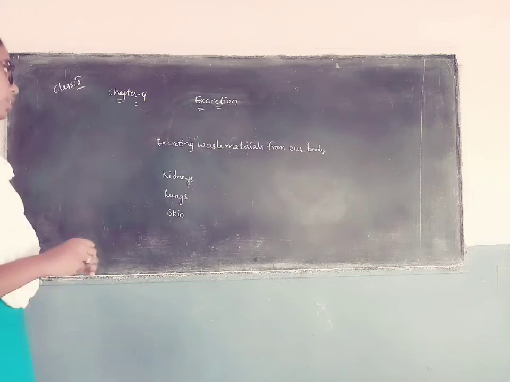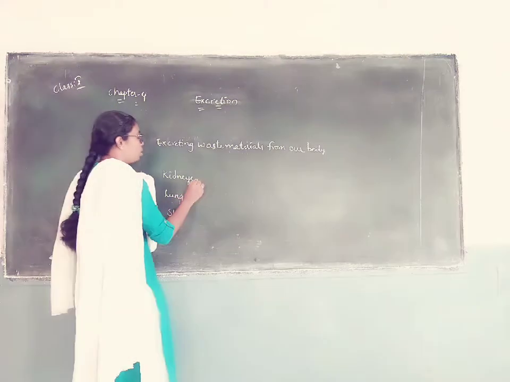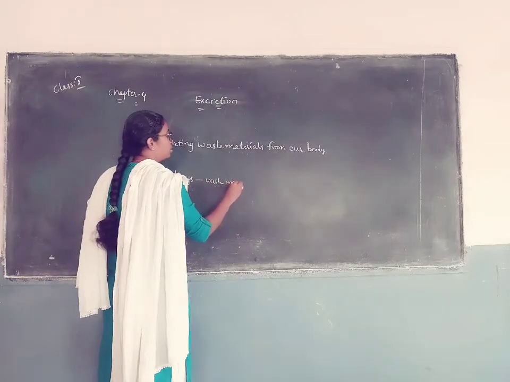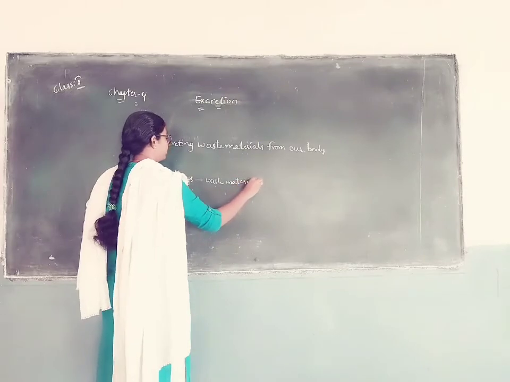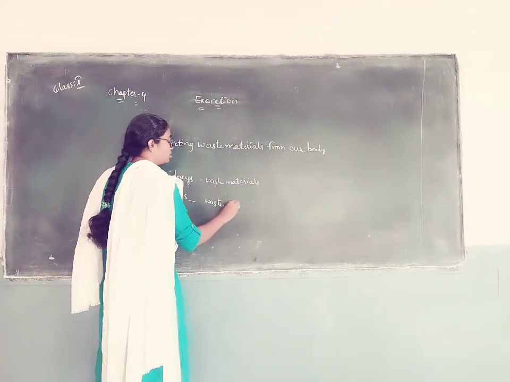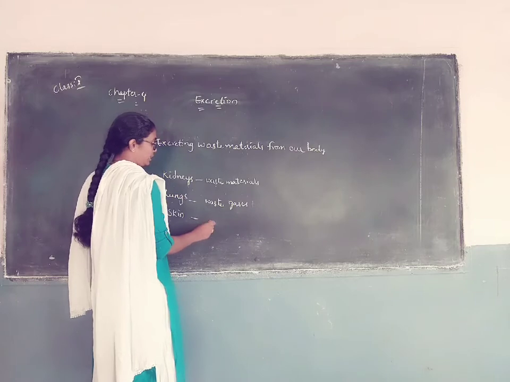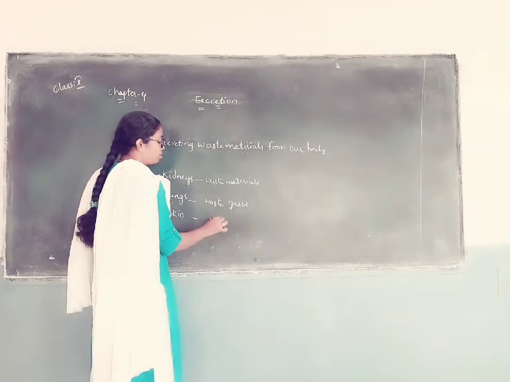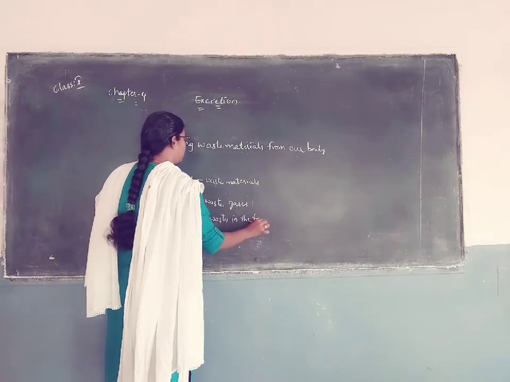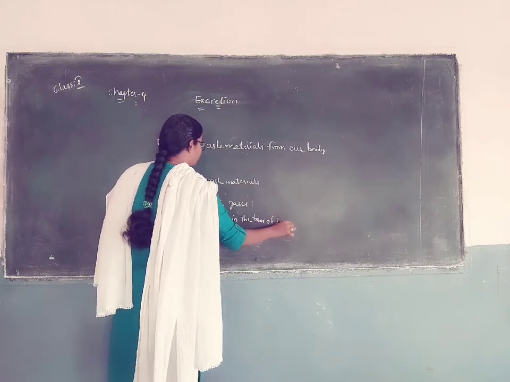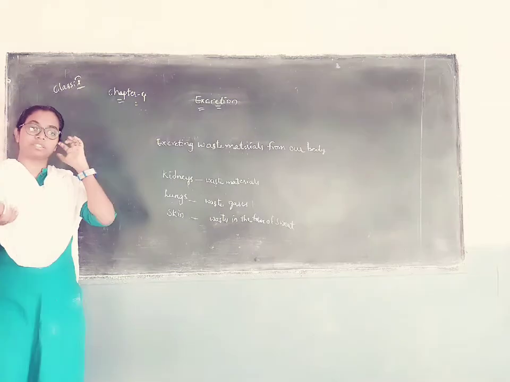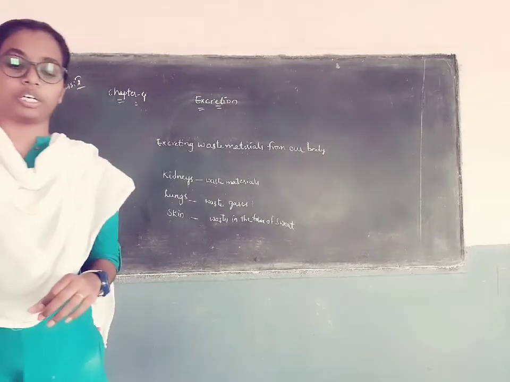Waste products from our body. Kidneys will excrete all the waste materials. Next, lungs will excrete waste gases, and skin will excrete wastes in the form of sweat. Normally we will see excretion through these organs. Also, the liver will remove some wastes from the body.